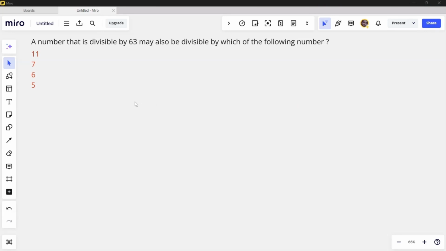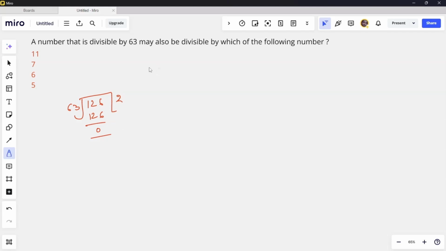As you can see, this is our question: a number that is divisible by 63 may also be divisible by which of the following numbers? It means that if a particular number, let's suppose 126, is divisible by 63, and as we know 126 is a multiple of 63, it is definitely divisible by 63. 63 into 126, the remainder is 0. It means 126 is completely divisible by 63.